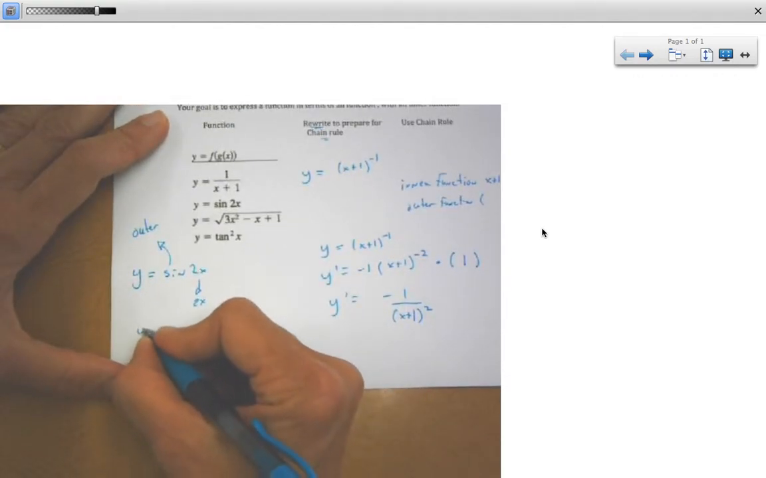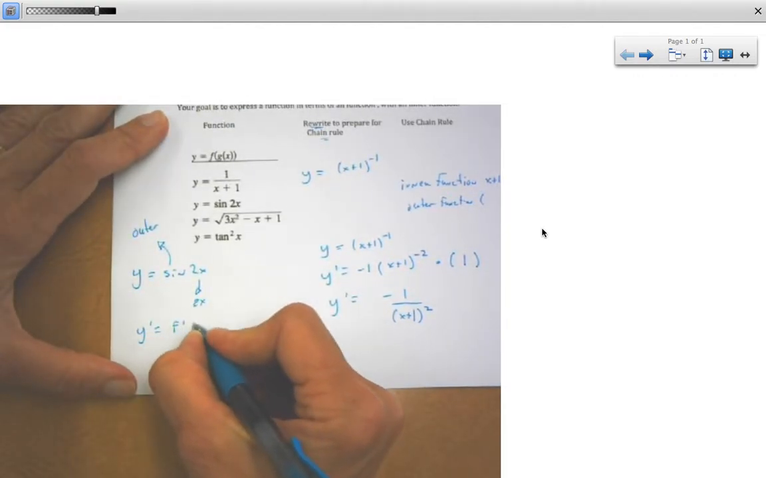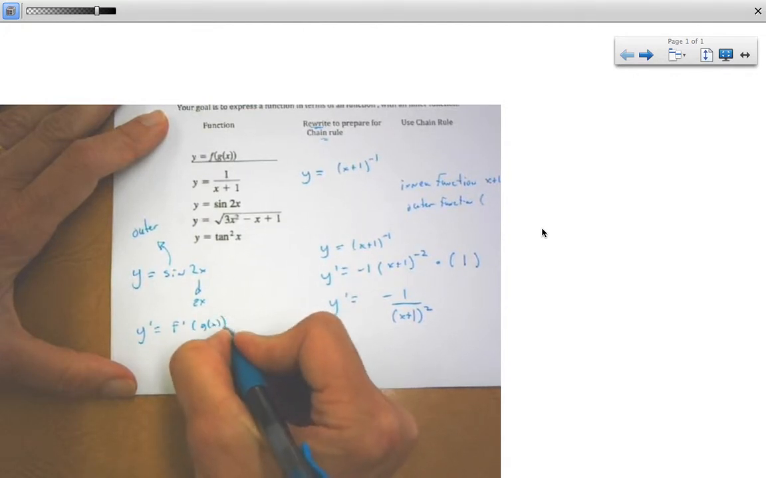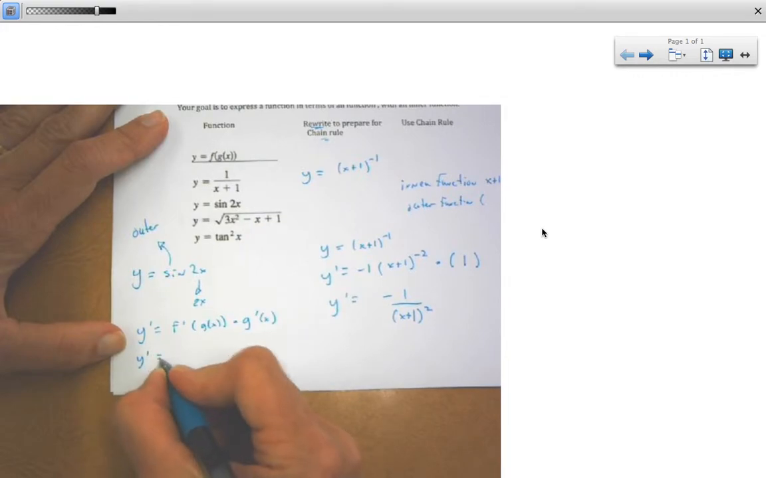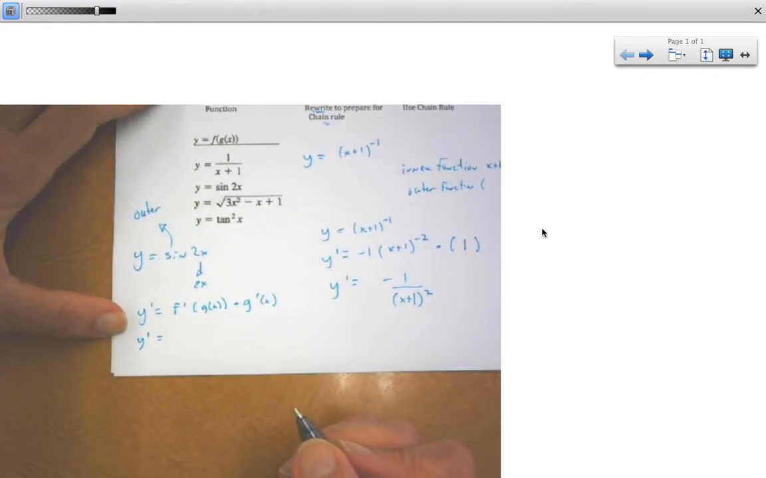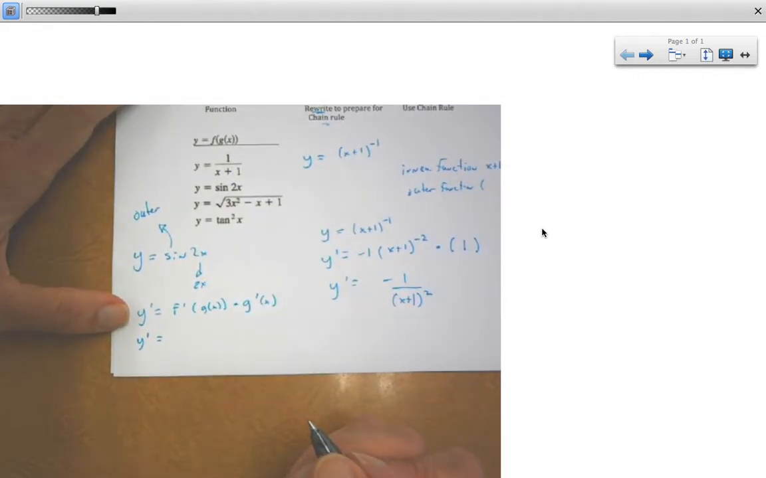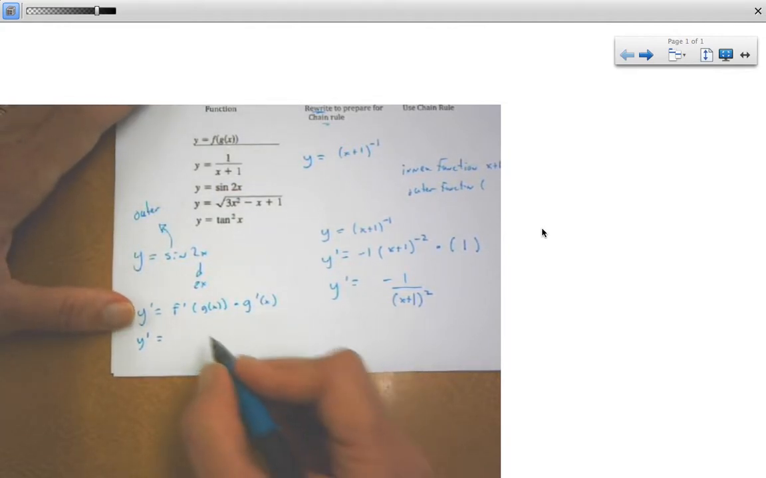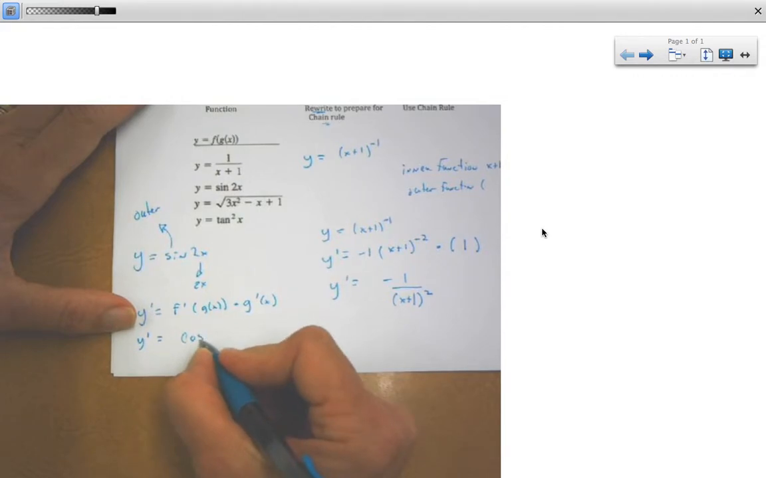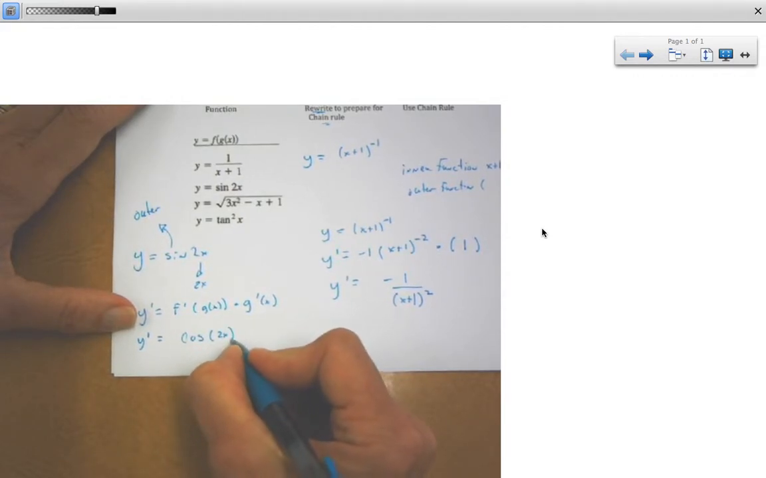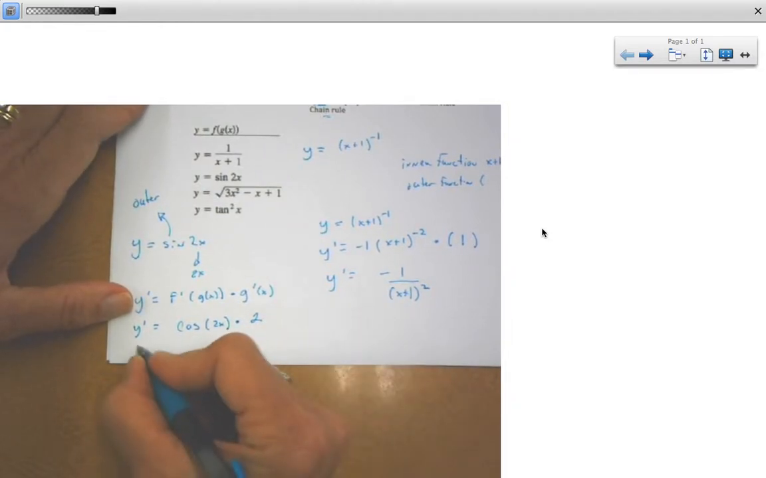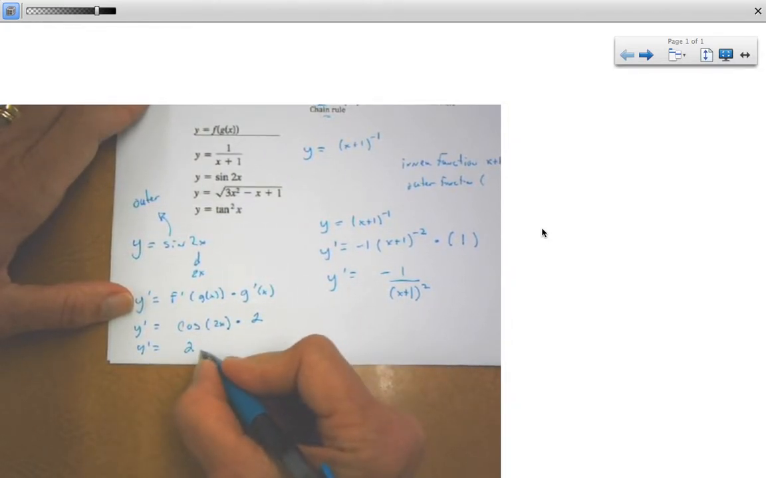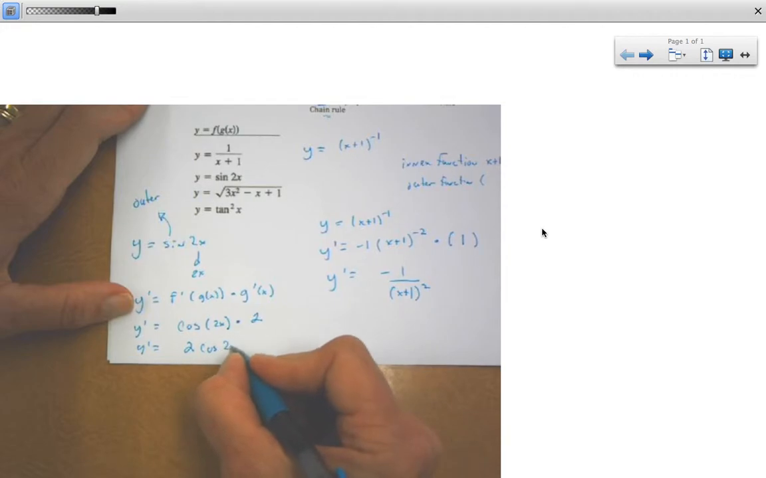All right, so the derivative is the derivative of the outer function, the inner stays the same, times the derivative of the inner function. All right, I can't use the product rule. I have to use the chain rule. All right, here we go. So the derivative of sine is cosine. Inner function stays the same, times the derivative of the inner function, which is 2. So the derivative is 2 cosine 2x.